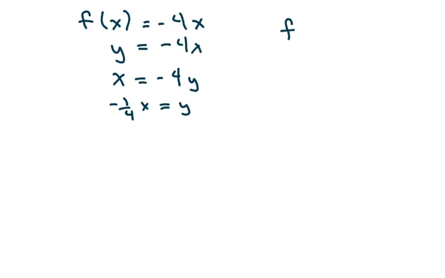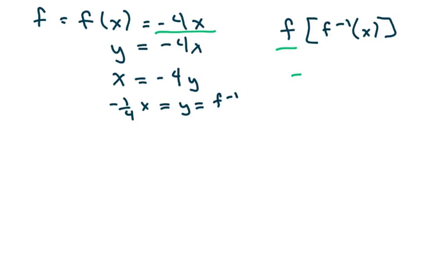We're going to compose f. This is your f inverse. This is your f. So f composed with f inverse. All you're going to do is write this, your outer function, and input your inverse, which is negative 1/4 x. And that all cancels out, and you get x.